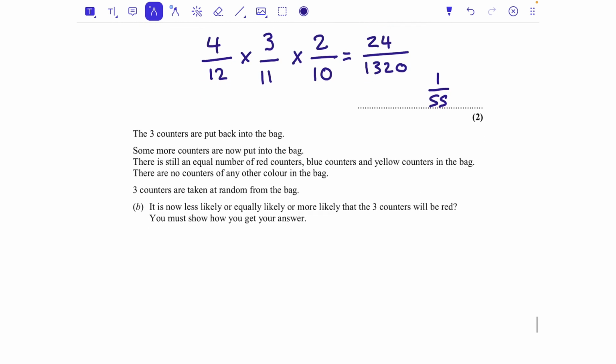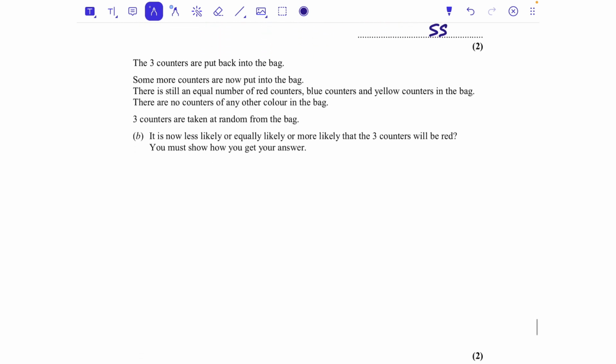The 3 counters are put back into the bag. Some more counters are now put into the bag. There is still an equal number of red, blue and yellow counters in the bag. There are no counters of any other colour in the bag. 3 counters are taken at random.